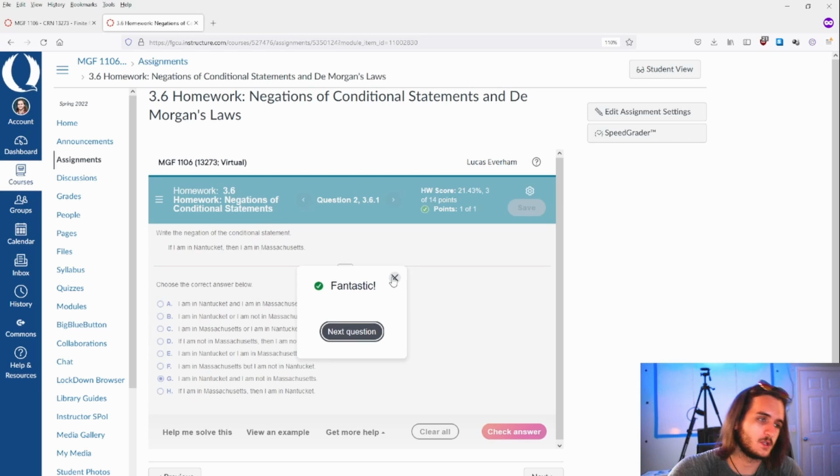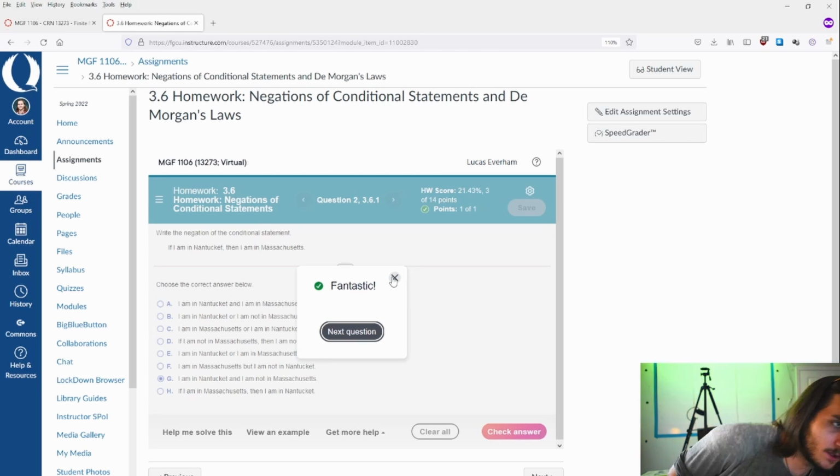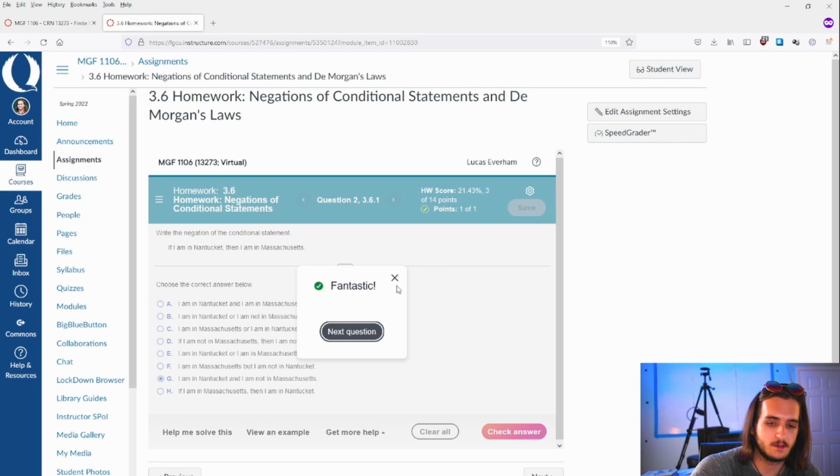Just be very, very careful and understand how you can connect conditionals with disjunctions and conjunctions. And then De Morgan's laws as well. That comes into play too.